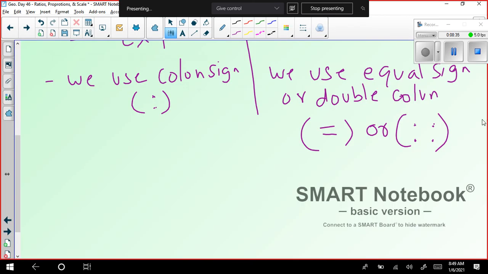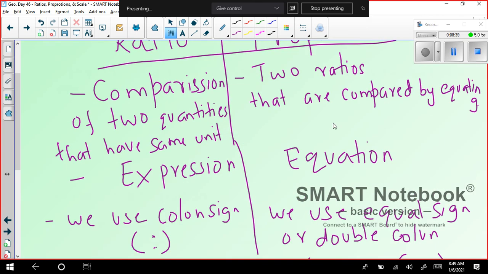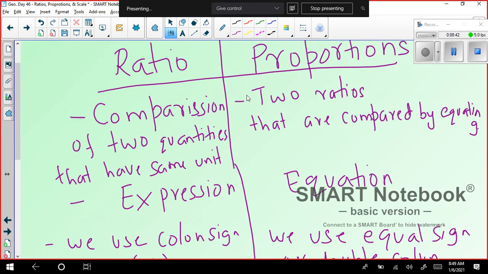These are the three major things I listed out, the differences between ratios and proportions. We saw the differences between the ratios and proportions, so let's move on to the next slide.